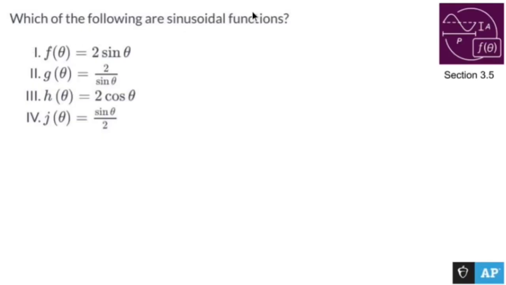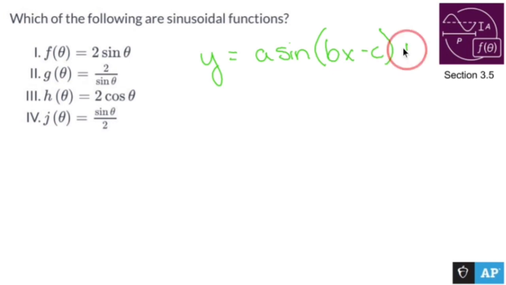Which of the following are sinusoidal functions? Now, this is 3.5, and you were probably taught that a sinusoidal function is something in this form. y equals A sine of B times (B is the frequency, if you haven't learned frequency, you will) minus C, which is a phase shift, plus D, which is a vertical shift. Okay, so basically, if you can write it out like this, it's a sinusoidal function.